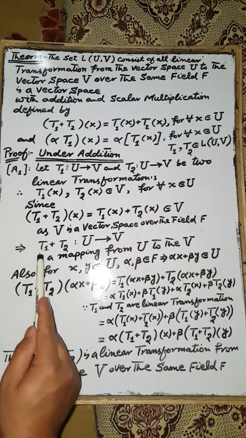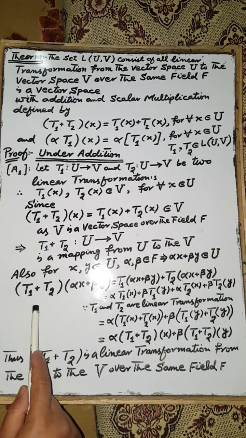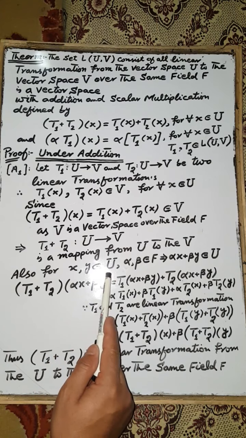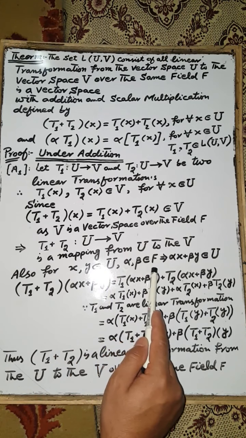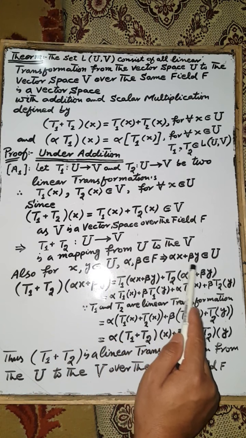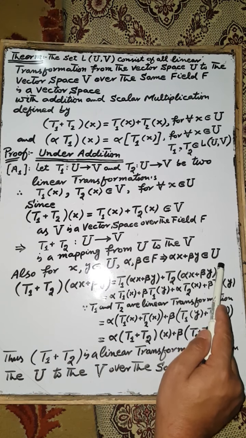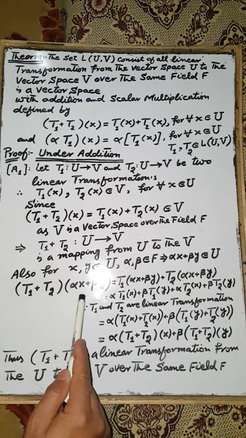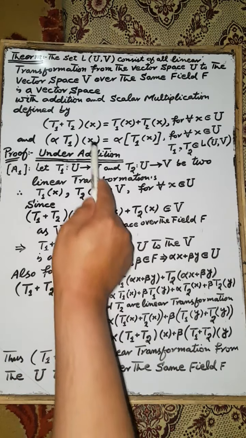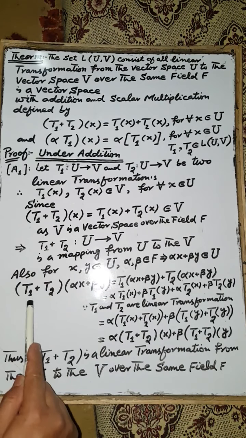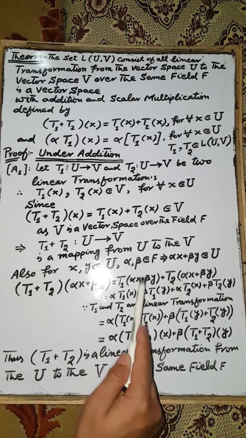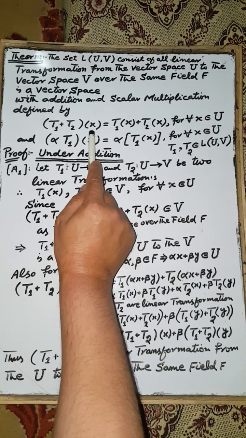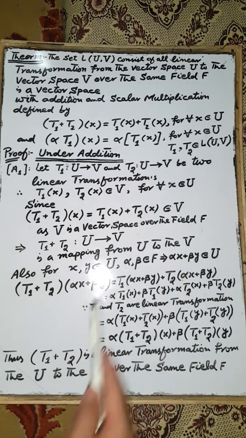Now to check that T1 + T2 is a linear operator from the vector space U to the vector space V. For any two elements x, y of the vector space U, and alpha, beta any two scalars, the linear combination alpha x + beta y is again an element of U according to the condition of the vector space. When we apply T1 + T2 on this resultant element, it will be equal to T1(alpha x + beta y) plus T2 applied on the same element.